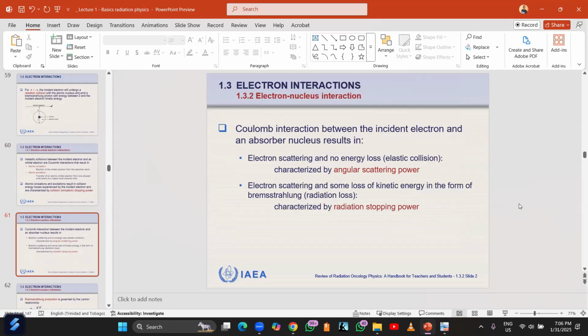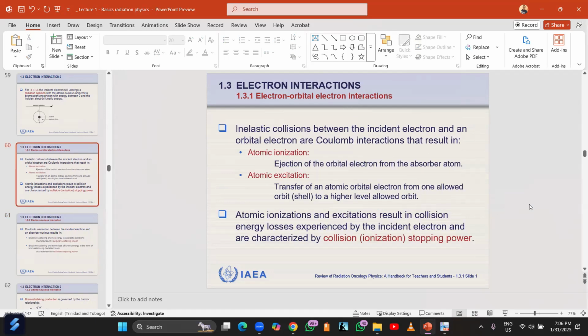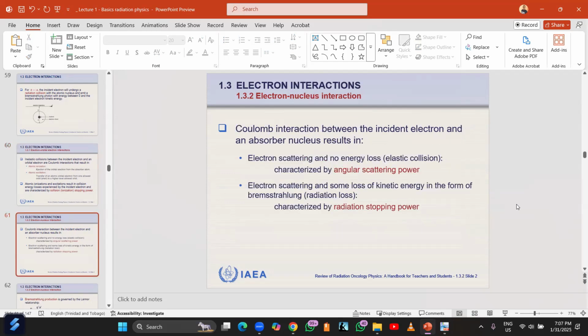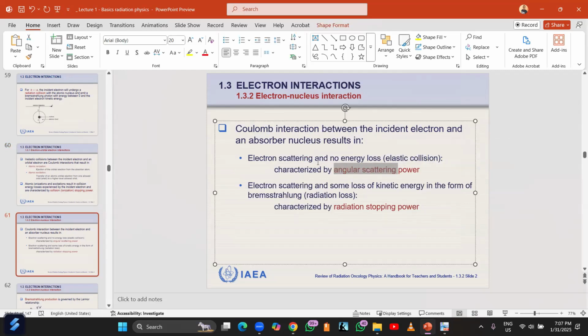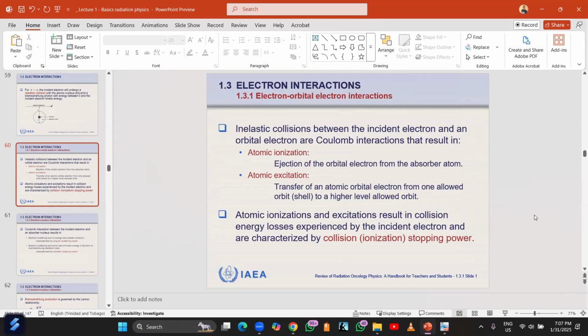All right. Also, in terms of the scattering, like I said, it's characterized by angular scattering power. In terms of Bremsstrahlung, you talk about radiative stopping power. I hope you understand here. So angular scattering power is for scattering. Radiative stopping power is for Bremsstrahlung. Collisional stopping power is obviously for collisions between electrons.